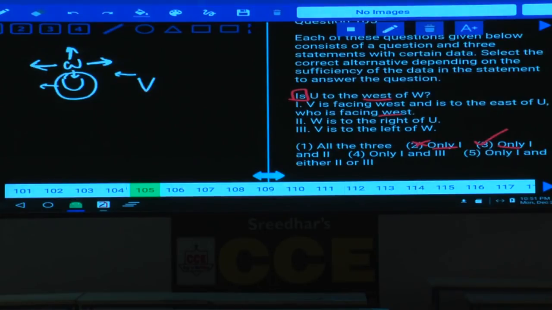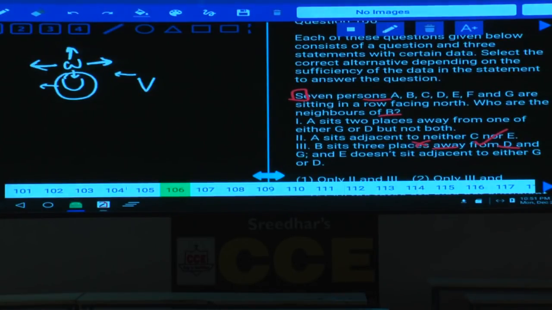Clear? Data sufficiency, that too three-statement data sufficiency, we must be very, very careful, and that too in the "is" and "R" type of questions. "Is" and "R" is nothing but we can definitely say yes or we can definitely say no.